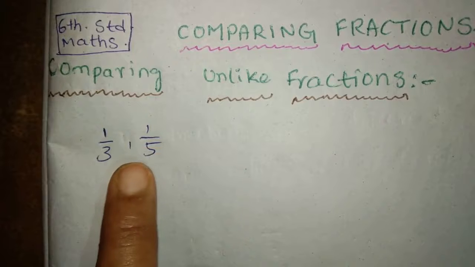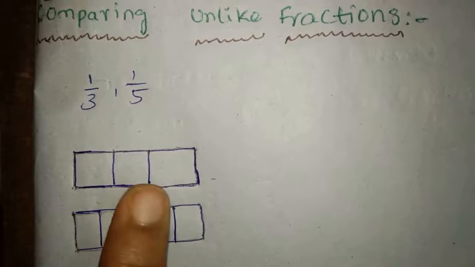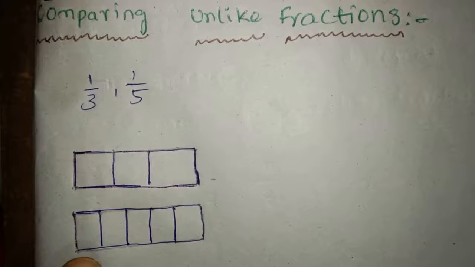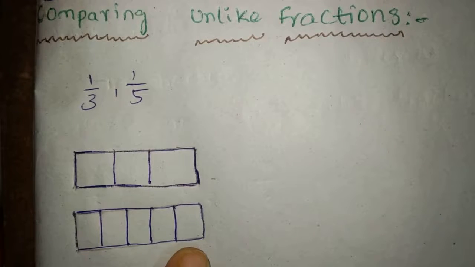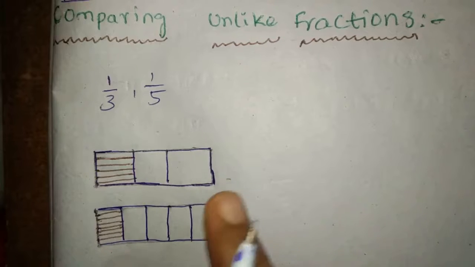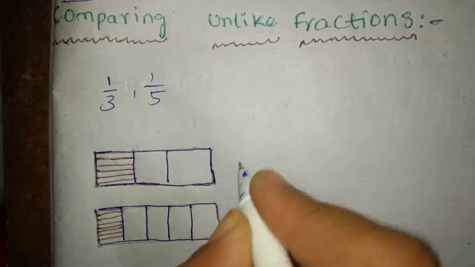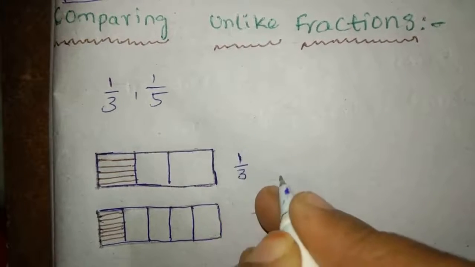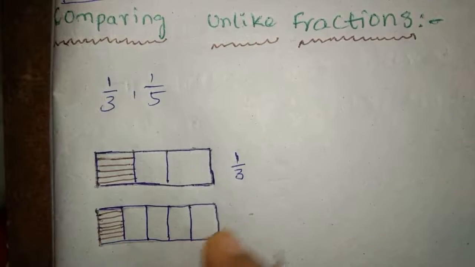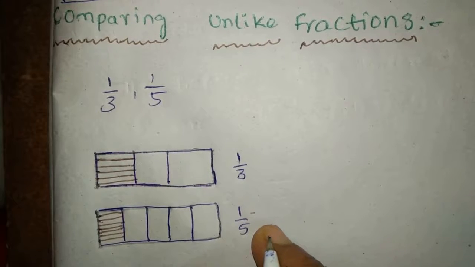Now let us take two rectangles. The first rectangle is divided into 3 equal parts, and the second rectangle is divided into 5 equal parts. In the first rectangle, one part is shaded out of 3 equal parts. This represents 1 out of 3. In the second rectangle, one part is shaded out of 5 equal parts. That represents 1 by 5, 1 out of 5 equal parts.